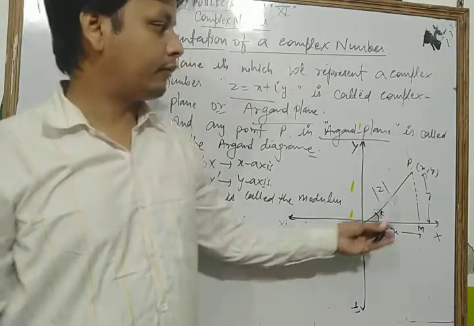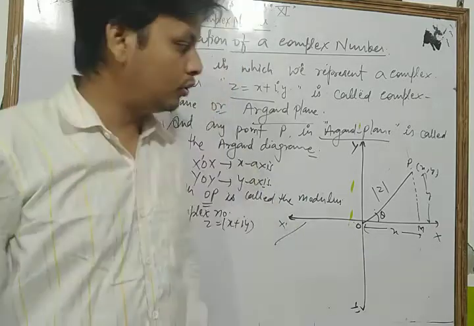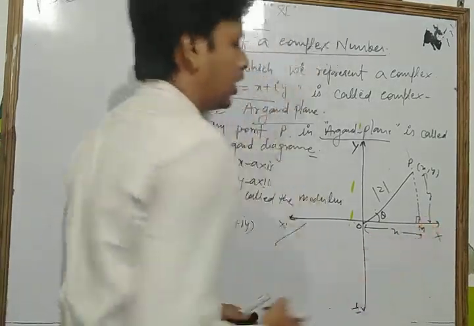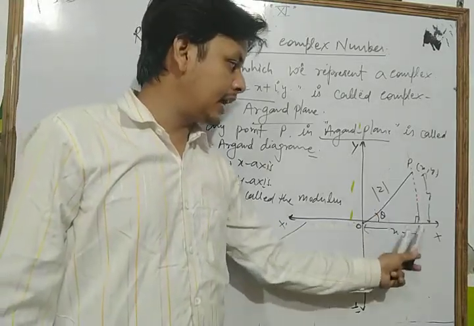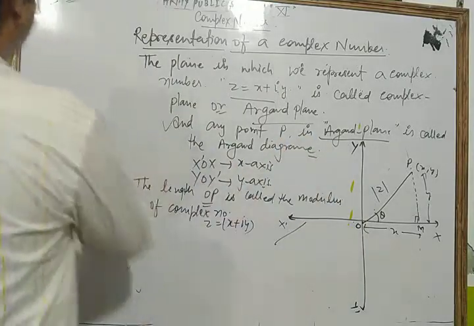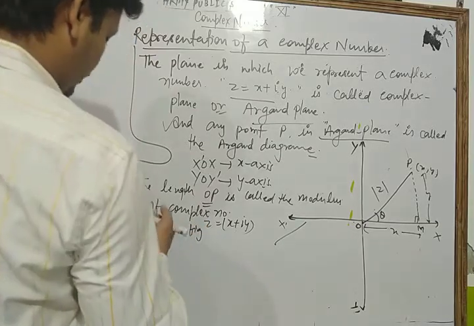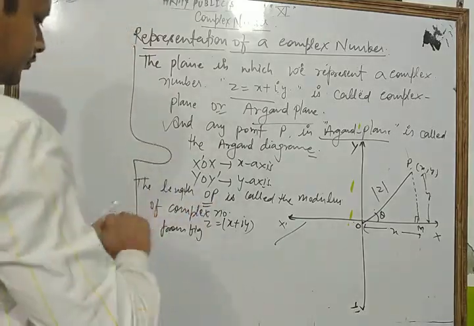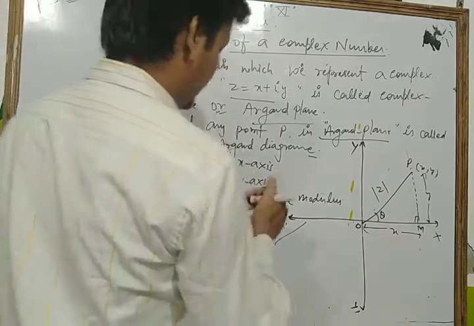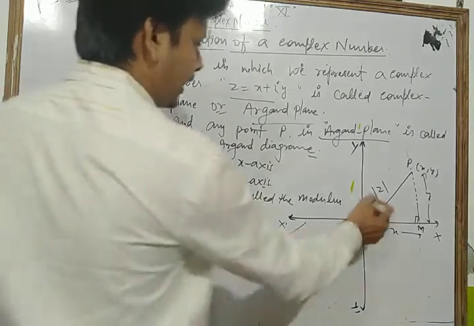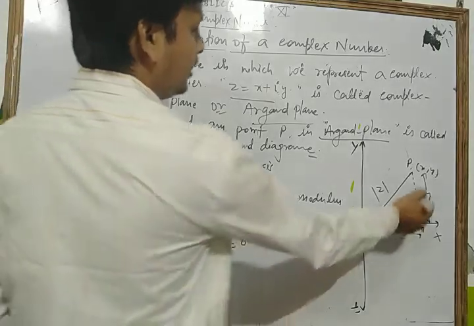Now dear students, let us consider the figure. Here PM is perpendicular to the axis X'OX, so this is 90 degrees. Now if we apply the Pythagoras theorem in triangle PMO, then from the figure it is clear that OP square is equal to OM square plus PM square.